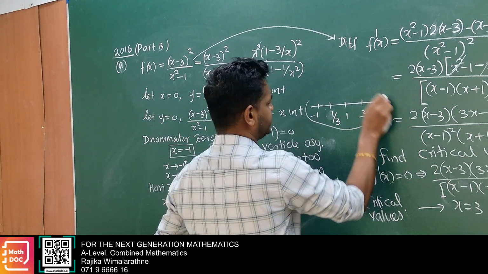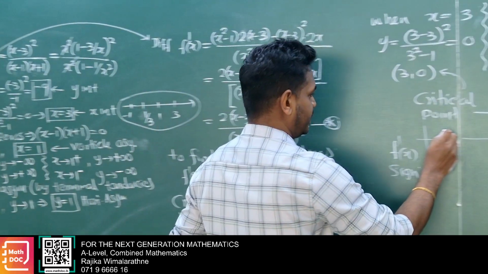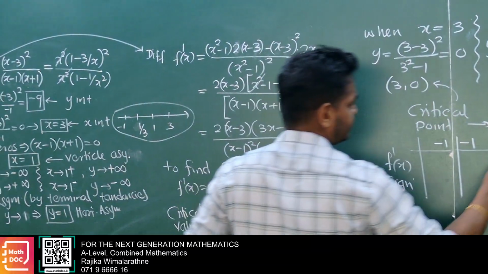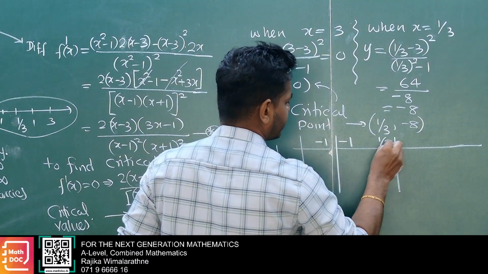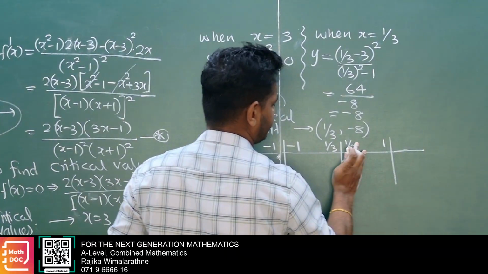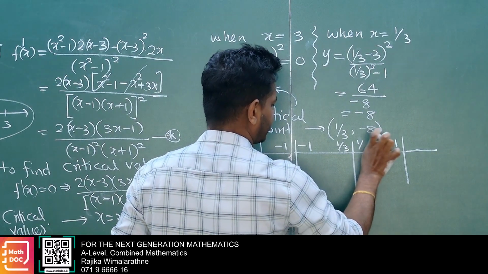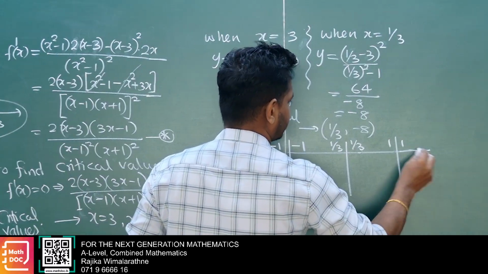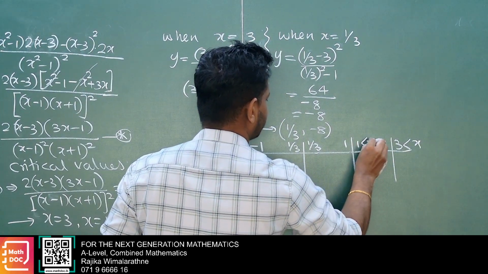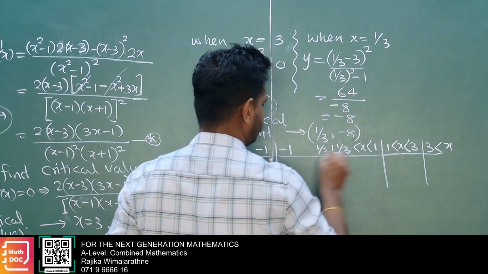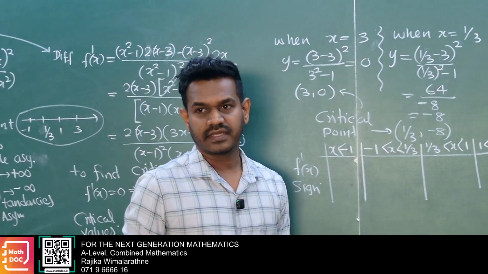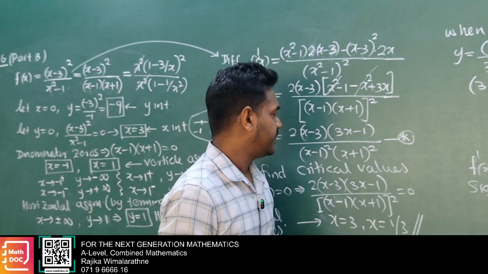Then you have to think about the regions. Start with minus 1, then you go to 1/3, then you go to 1, then you go to 3. Then likewise you have to split it. Carefully see how to check signs.